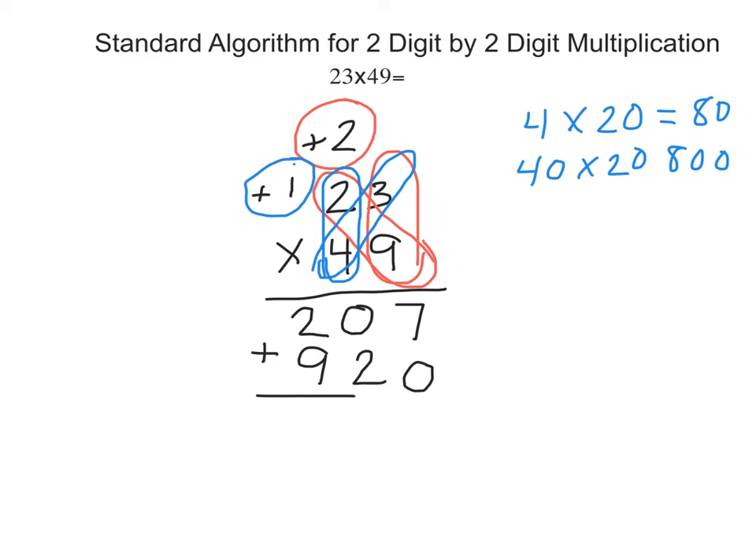I'm going to add all of those up, and I have 7 ones, 2 tens, and 11 hundreds, which gives me an answer of 1,127. So 23 times 49, or 23 groups of 49, is 1,127.